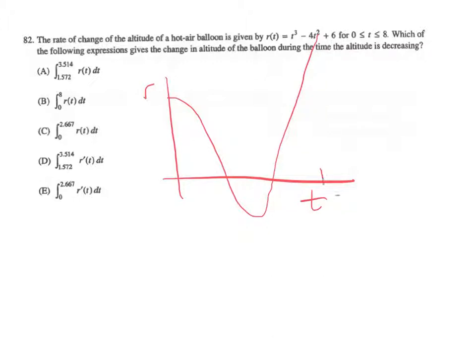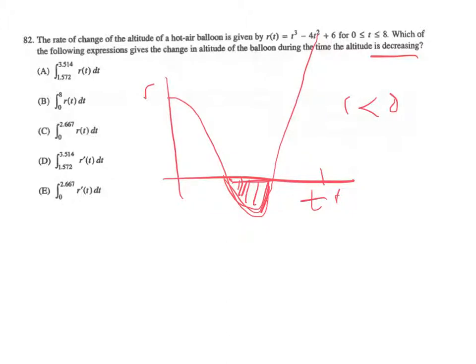So 8 being out here somewhere. And the altitude is decreasing when r, the rate, is less than 0, so it's on this stretch right here. So this area right here would represent the displacement when it was going down. So we have to find these zeros.